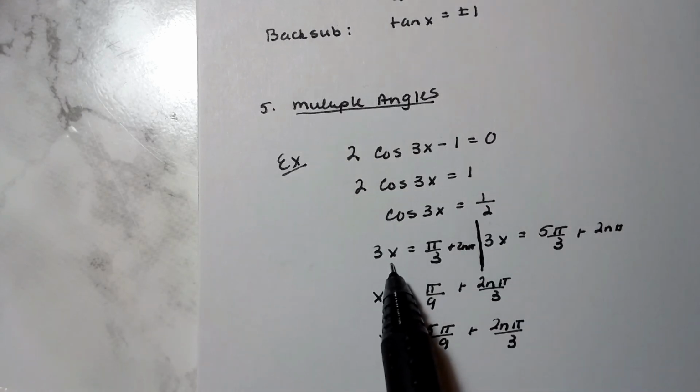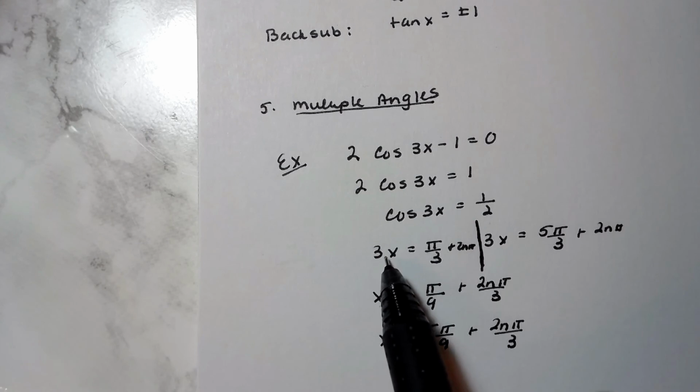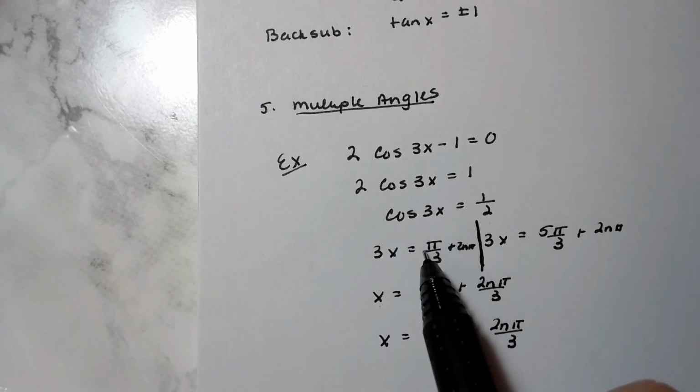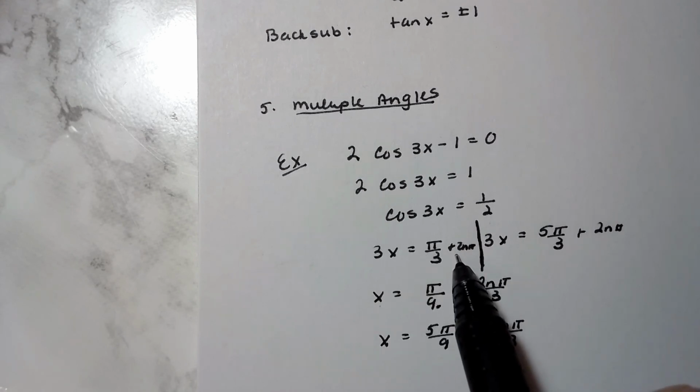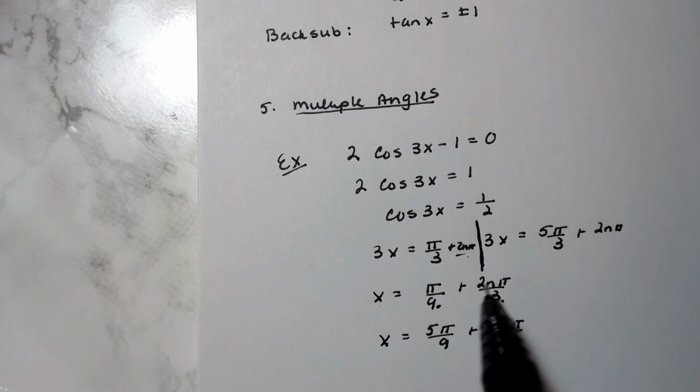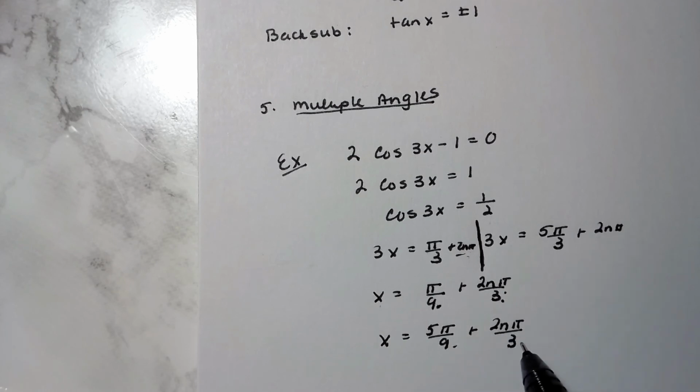When I divide this by 3, I end up with an x. And again, you can think of this as multiplying each one by the reciprocal of 3, which would be 1/3. So if I multiply this by 1/3, I get pi over 9. And if I divide this by 3, I get 2 pi over 3. So I get pi over 9 plus 2 pi over 3. And on this one here, if I divide by 3, I get 5 pi over 9 plus 2 pi over 3.